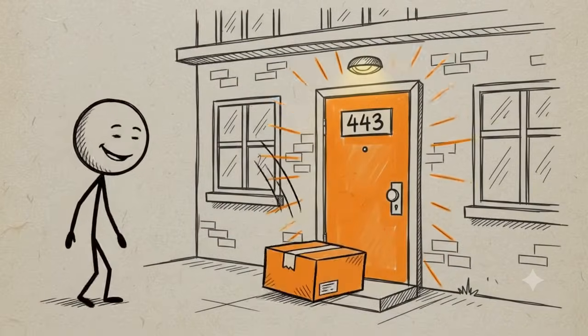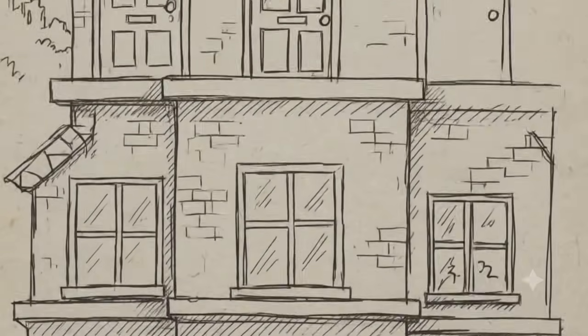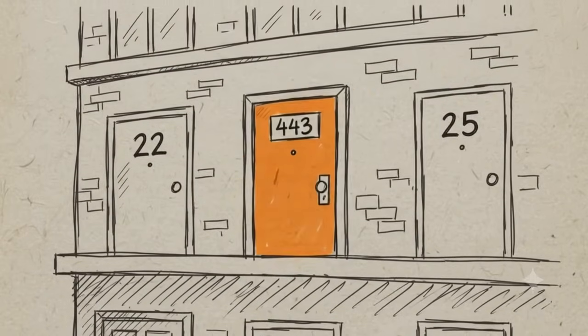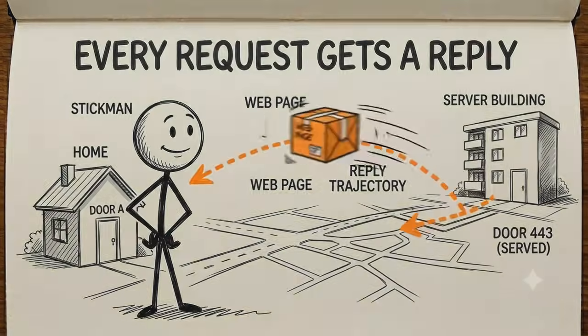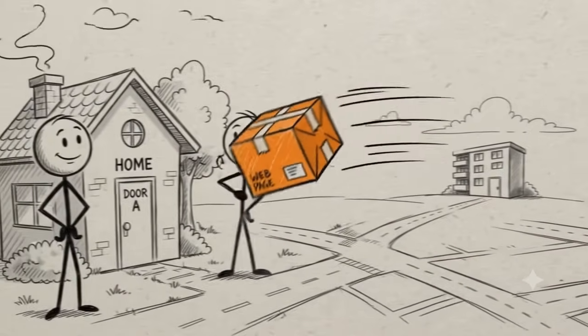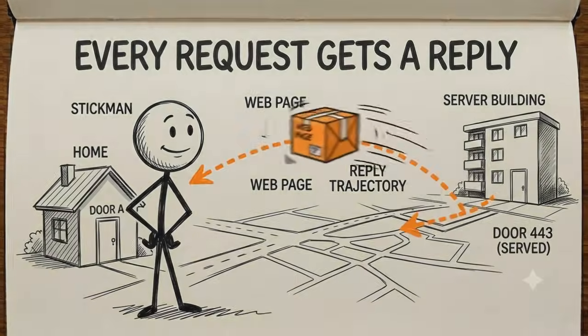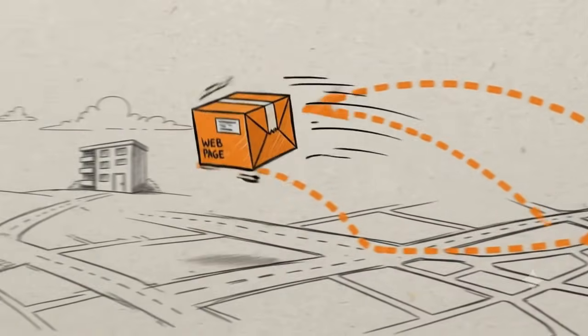The IP gets you to the building. The port number is the apartment inside it. The server is listening on 443. Now the server sends the web page back the same way, wrapped, routed hop by hop, addressed to your IP. The internet is a 2-way street, and the return trip follows the very same rules in reverse.